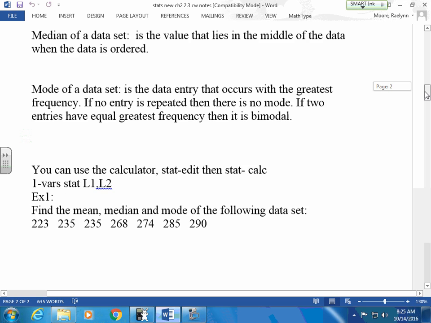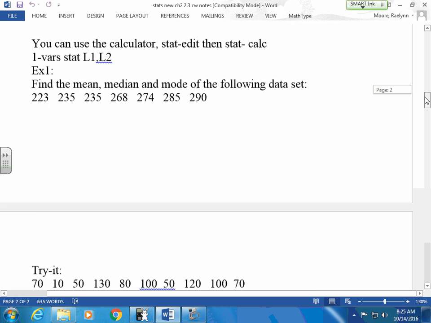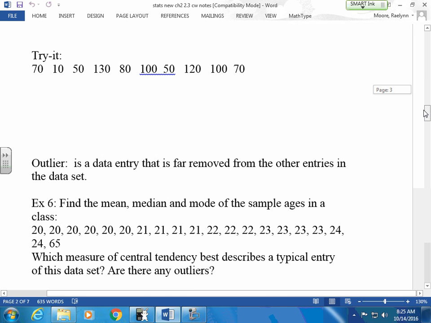Mode is the one that occurs the most. If the data in a set are not repeated, there's no mode. If they have two, it's bimodal. I put this for your calculator. I want you guys to try this one. I want you to put them in your calculator. I want you to find the mean, median, and mode.